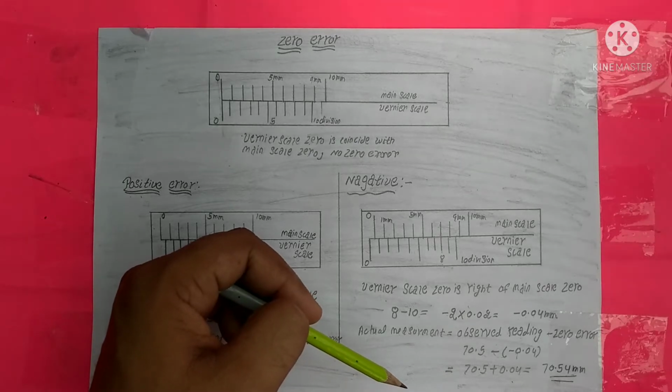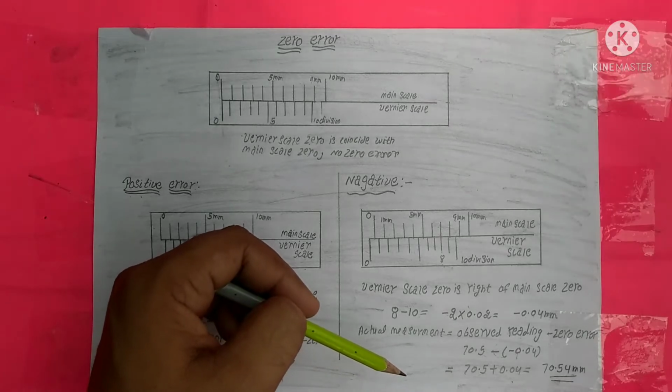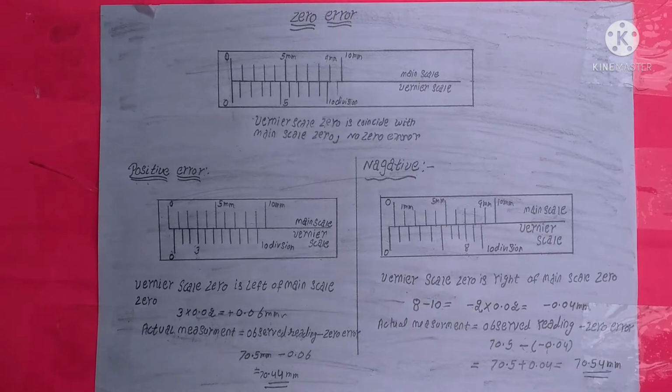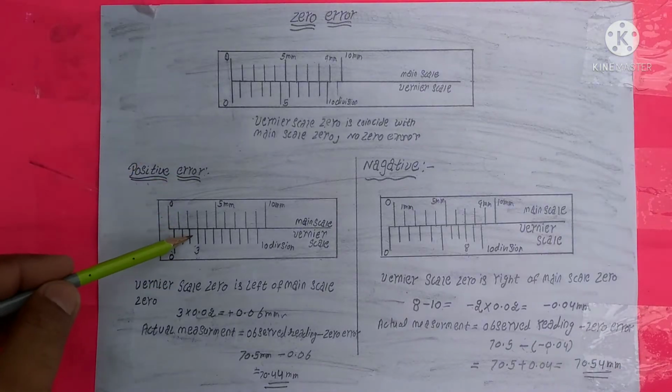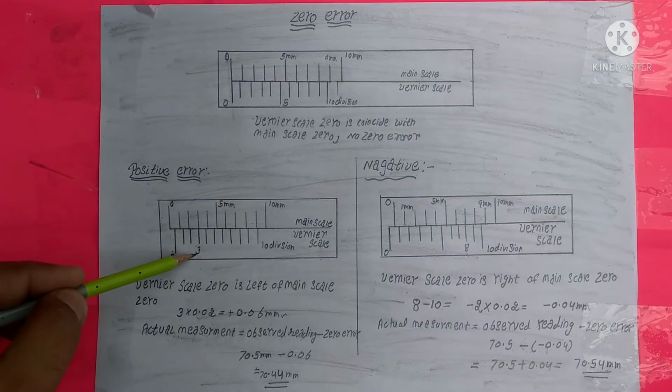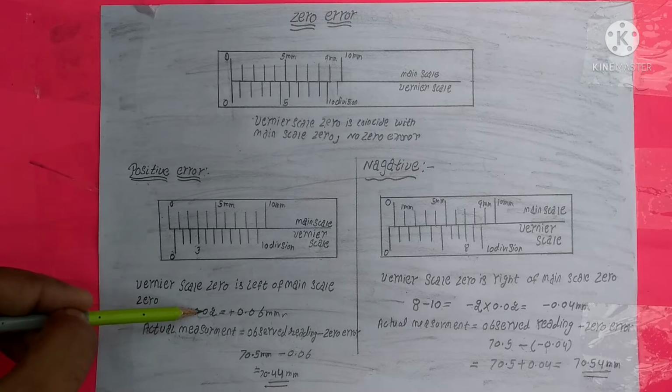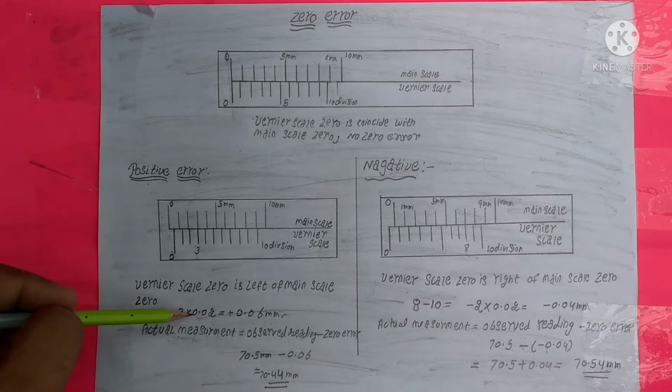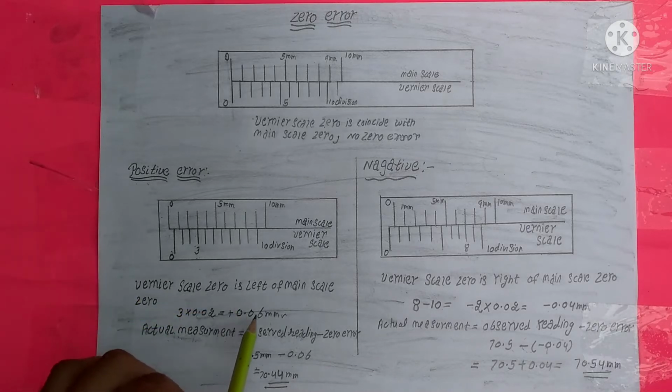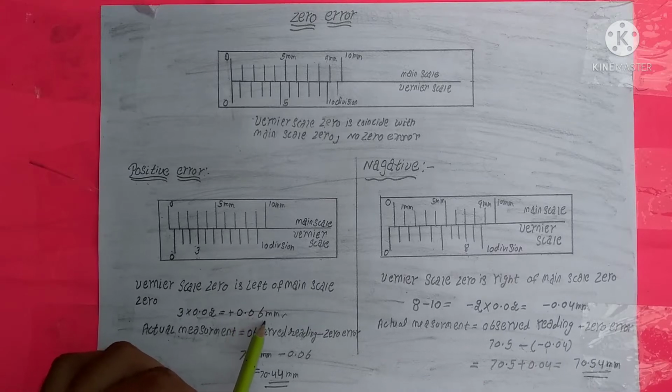But the way to calculate both errors is different. So first, calculate the positive error. Note down the best coinciding reading. You can see here our number 3 division is the best coincidence, and first we multiply it with the least count of the vernier caliper. The least count of the vernier caliper is 0.02, and the answer comes out to be 0.06 mm.